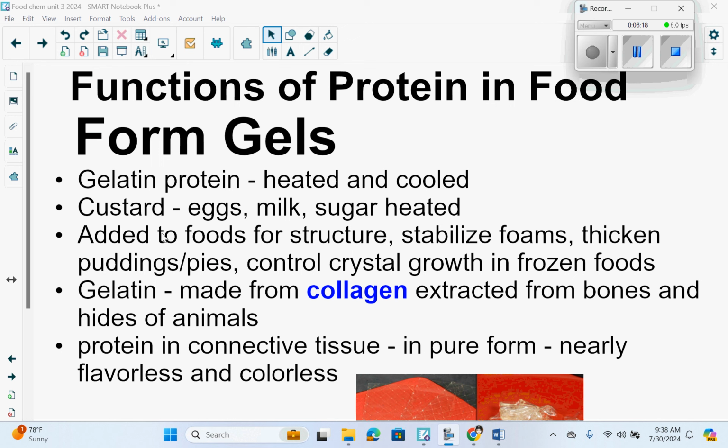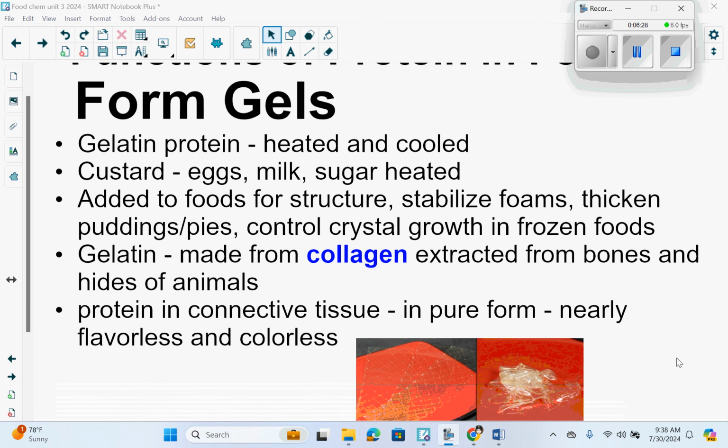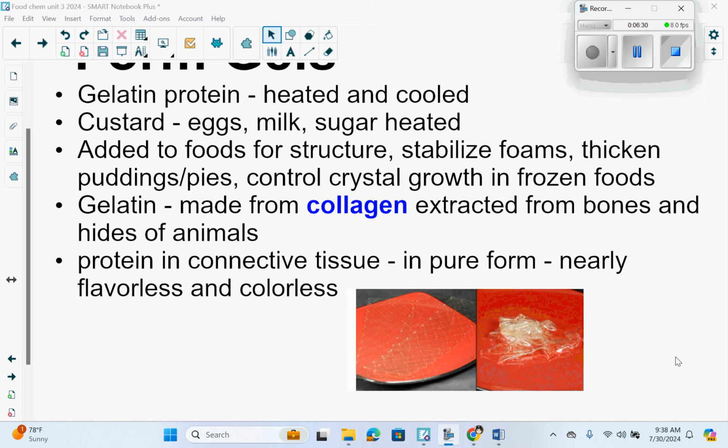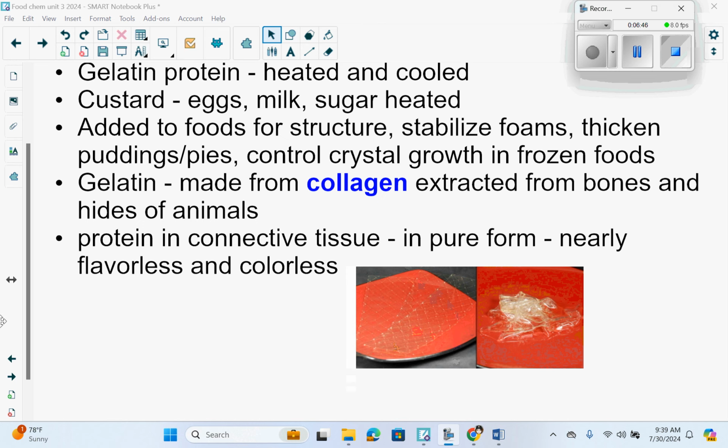The gels themselves can be added to foods for structure. They stabilize foams, they thicken puddings and pies. They control crystal growth in frozen foods. Gelatin itself, if you just buy gelatin, is made from collagen, which is extracted from bones and hides of animals. There's protein in connective tissue in its pure form. It's nearly flavorless and colorless if you just buy gelatin, not Jell-O gelatin, just gelatin itself.